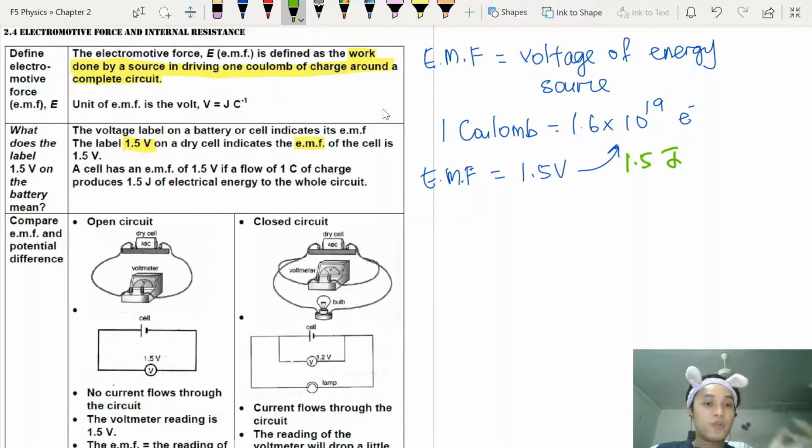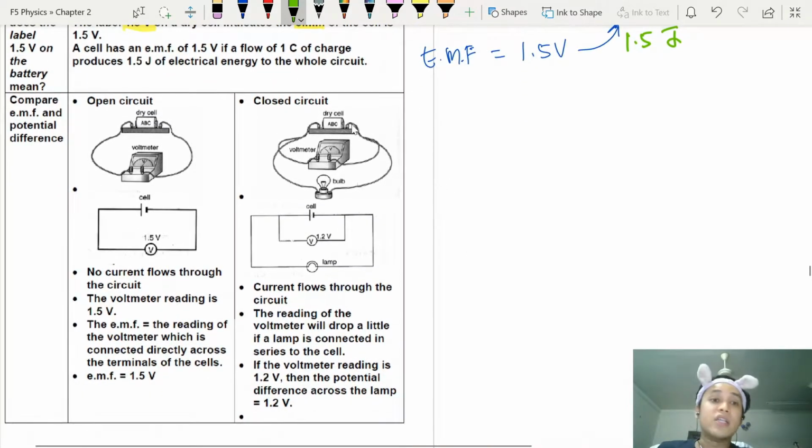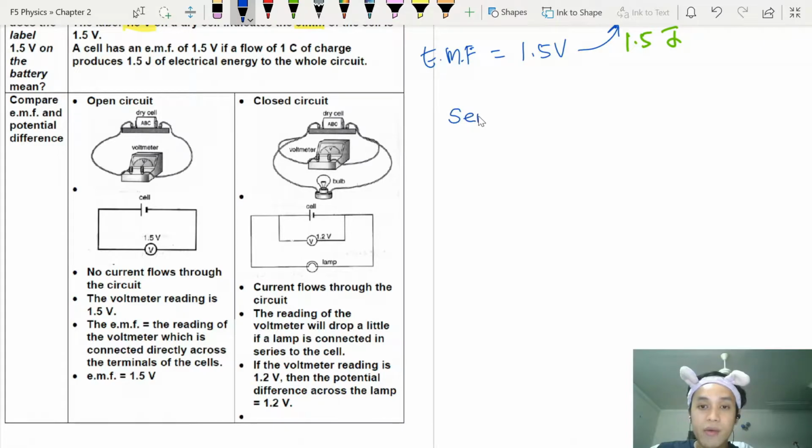In other words, the voltage of your energy source or your battery is what we call the EMF. So if they ask you EMF, you just look at the battery. Straight away you look at the battery and see what the voltage is. Sometimes they will ask you to calculate the EMF of a circuit, so let's do a simple revision of series and parallel.